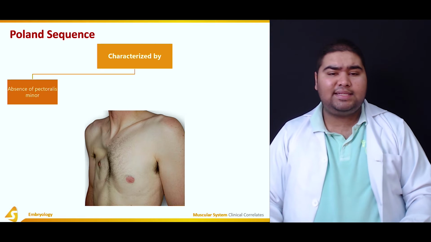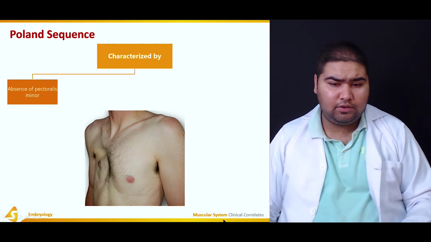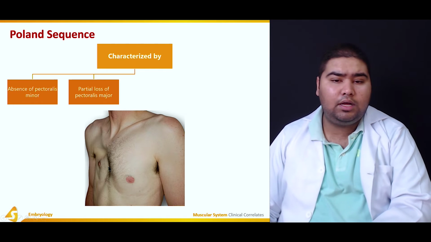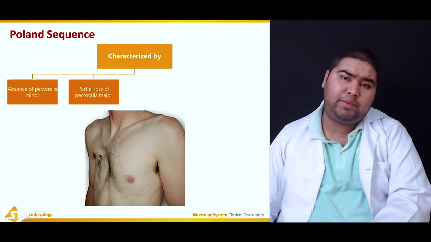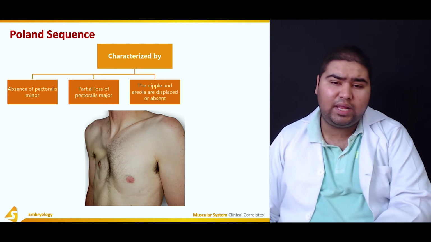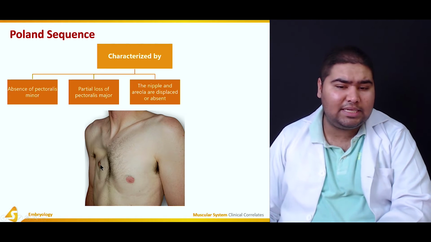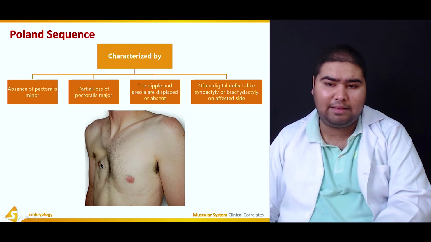So Poland sequence is characterized by the absence of pectoralis minor. Here you can see pectoralis minor is absent. We have partial loss of the pectoralis major as well. The nipple and the areola are displaced or absent. Here you can see the displacement of nipple and areola, they may even be absent.